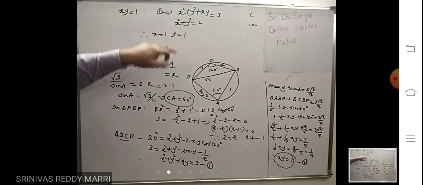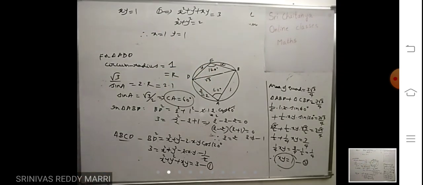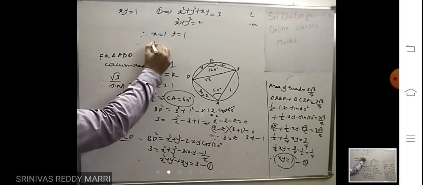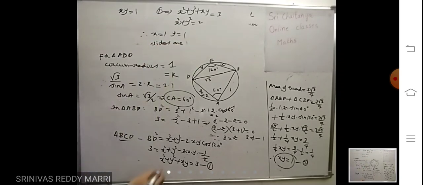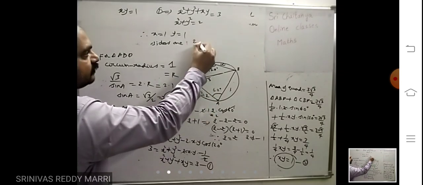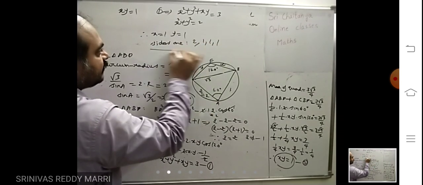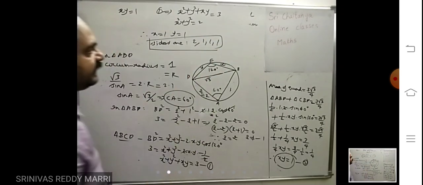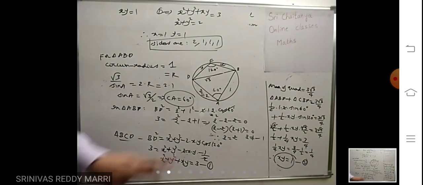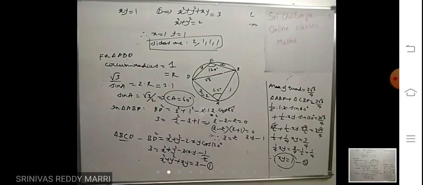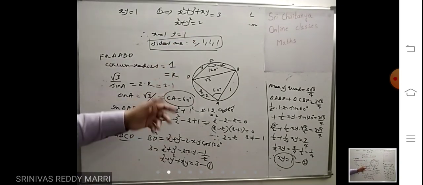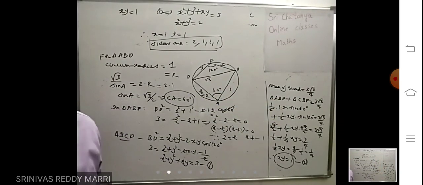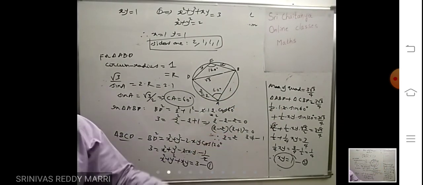Directly you can say. So these two sides are 1 comma 1. Therefore the sides are: one side is 2 and the remaining 3 sides are 1, 1, 1. In the problem, if you ask perimeter, then the answer is 2 plus 3, 5. Whenever a cyclic quadrilateral problem comes, you have to approach in this manner.